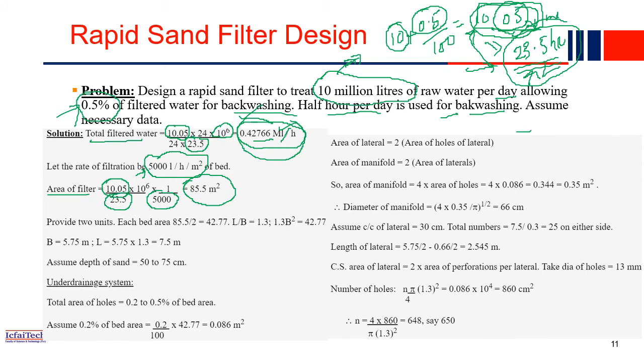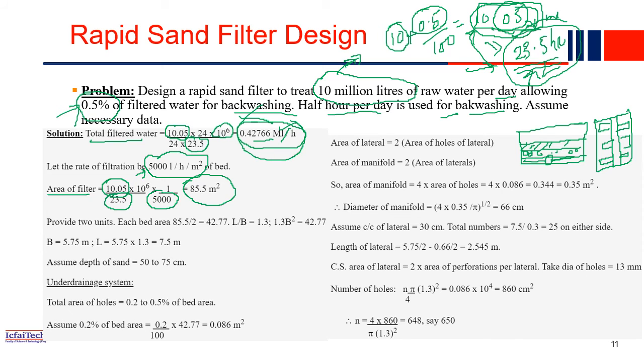Filter bed means, let me draw, this is the tank, and this is the top layer. The top layer is the sand layer, and then you have the second layer, the gravel layer. At the bottom you have this pipe, the main manifold, and you have the laterals on both sides. If you take the top view, it will be something like this. At the bottom you have the main pipe, and then you have the laterals. All these things you have to design. These are the lateral pipes.